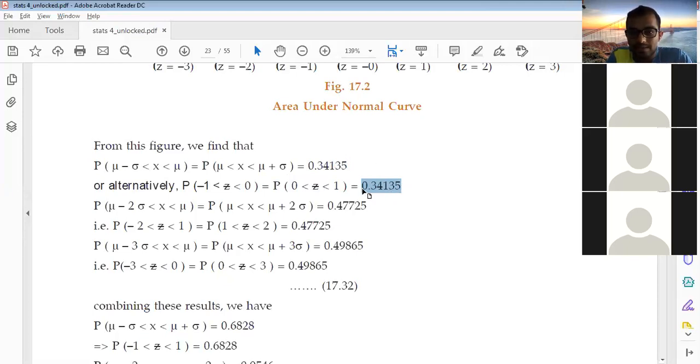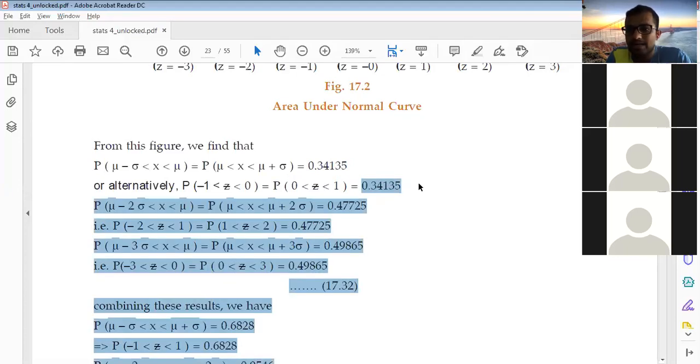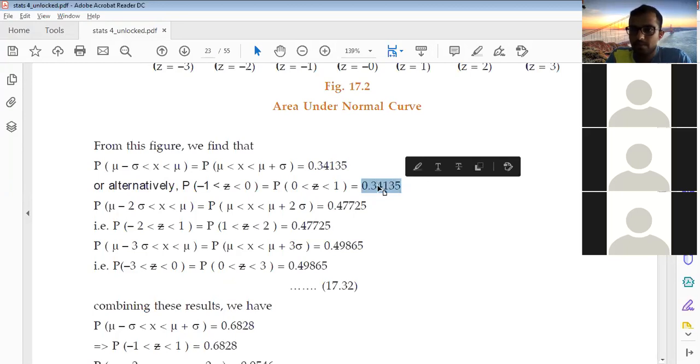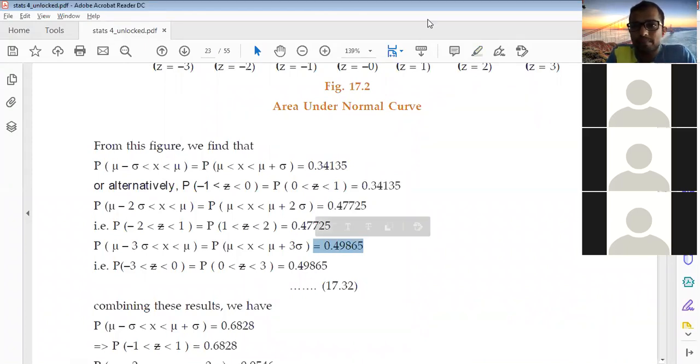For 1, it is 0.3413. Be it negative or positive, we just have to remember for 1, it is 0.34135. For 2, it is 0.47725. Just remember these numbers, and 0.49865. Now, tomorrow, if somebody wakes you up in the midnight and asks you even this answer, right?